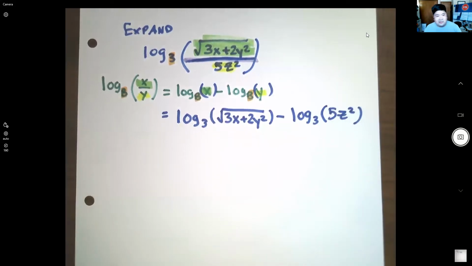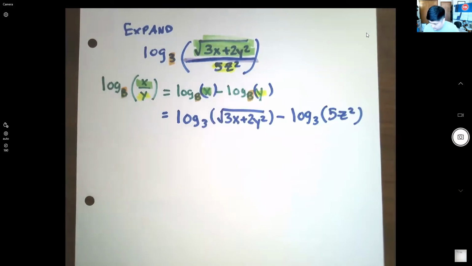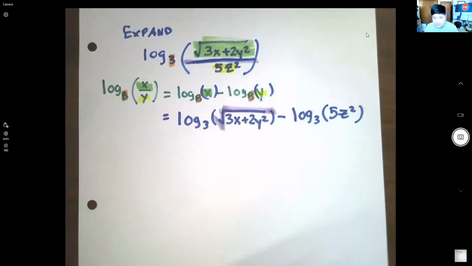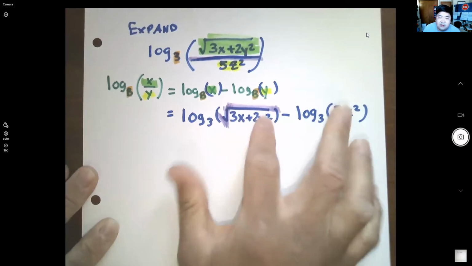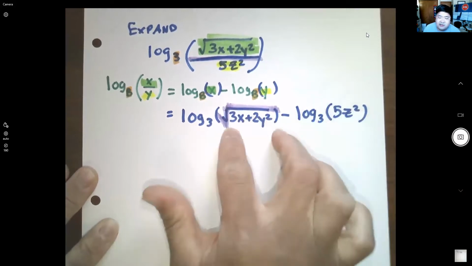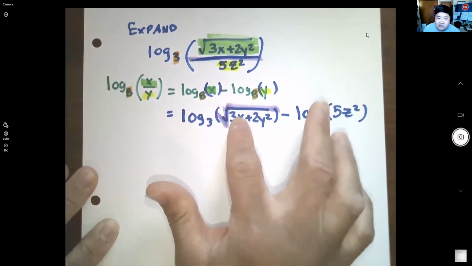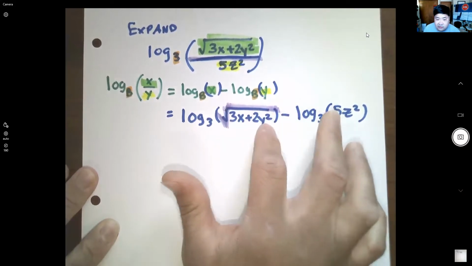All right, now there are really only two other rules that I am going to use here. And one thing that you should watch out for is when you have a square root or any root here, make sure that you're clear on whether the entire expression inside of the logarithm is under the square root or only part of it, like one term. But here, the entire binomial, both terms, 3x and the 2y squared, are under the square root.